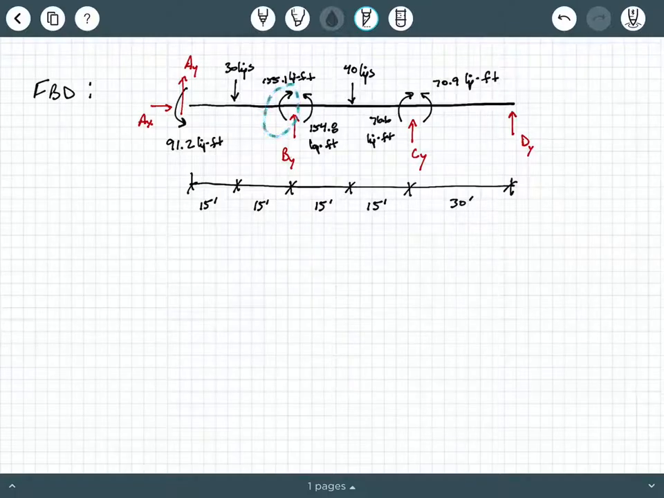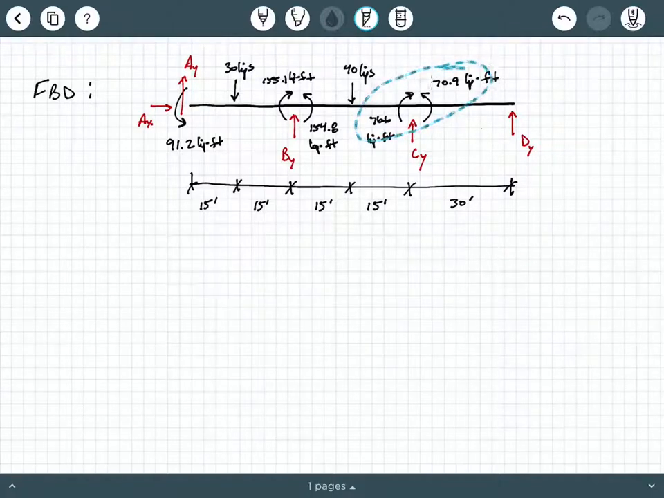Now, here's B. Infinitesimally to the left of B, we had a moment of 155.1 kip feet, and it was positive, so it's going clockwise. And then infinitesimally to the right of B, we had 154.8 kip feet going counterclockwise, indicating that it's negative. We had a similar situation at C, and then at D, we had no moment there, as we shouldn't, because that's an end-spanned roller.